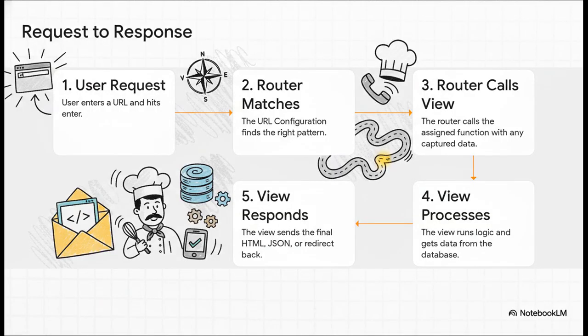1. You send a request. 2. The router, our GPS, finds a match for the URL and grabs any important data. 3. The router calls the right view, our chef, and hands off that data. 4. The view works its magic, doing all the thinking and talking to the database. And 5. The view sends the final response back to you. That simple, elegant cycle, that's the engine powering almost every single website you use every day.